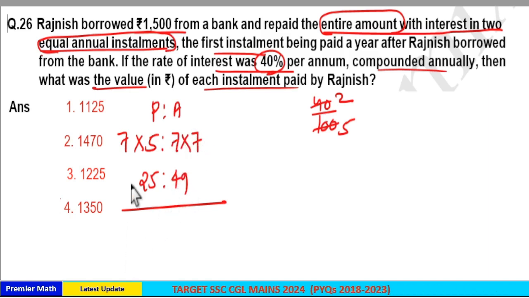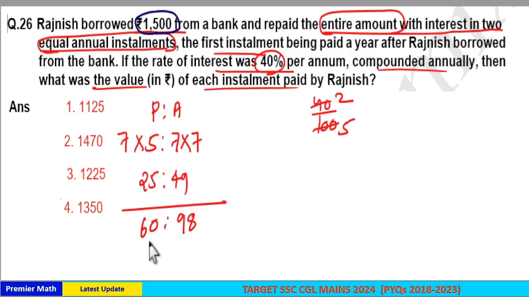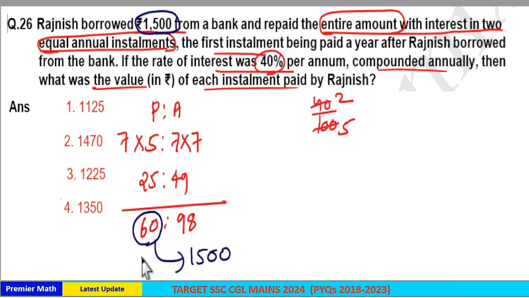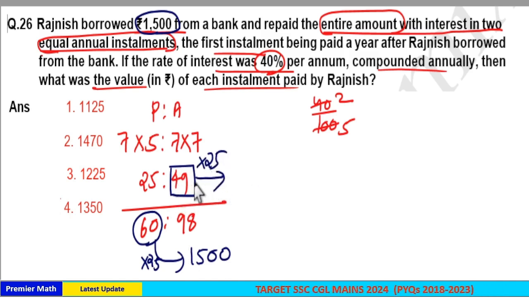That is 49-part each. Now if you take the sum of principal, 35 plus 25 is 60-part, and 49 plus 49 is 98-part. In the question, principal is given as 1500. In ratio, total principal is 60-part. So 60-part is equal to 1500. 60 into 25 is equal to 1500, which means 49-part is the amount paid back in 1 year. So 49-part is equal to 49 into 25, which is equal to 5 into 9, 45, remaining 4.